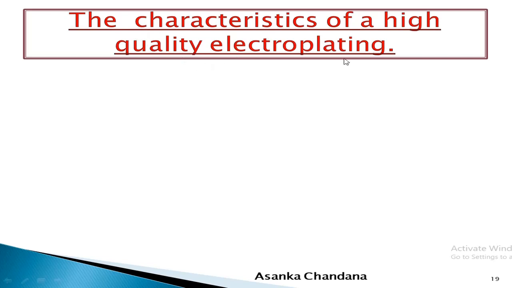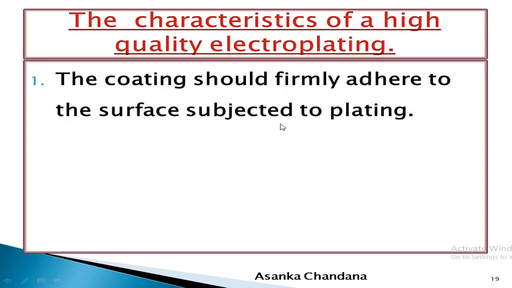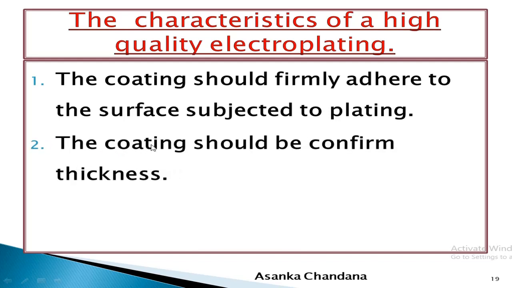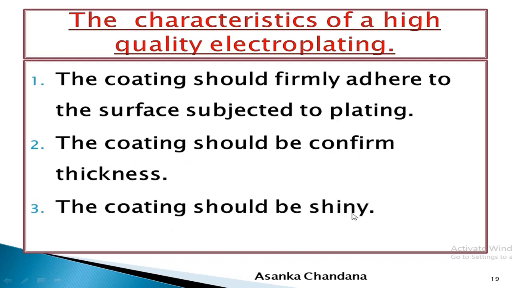Now we are going to learn about the characteristics of high quality electroplating. What are the characteristics of high quality electroplating? The coating should firmly adhere to the surface subjected to plating. The coating should also be of uniform thickness. The next one, the coating should be shiny. Those are the characteristics of high quality electroplating.